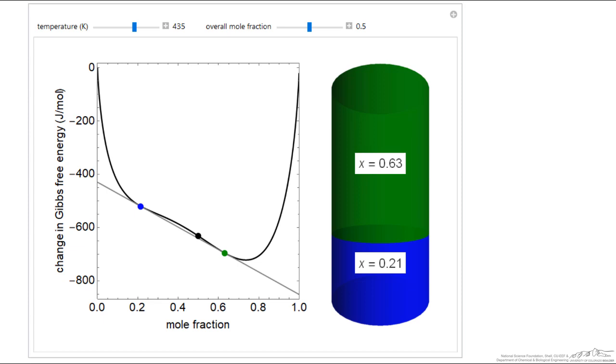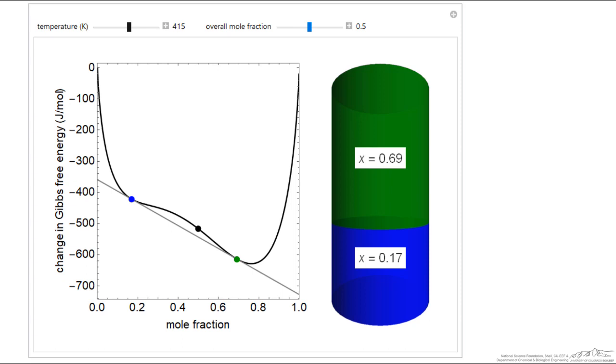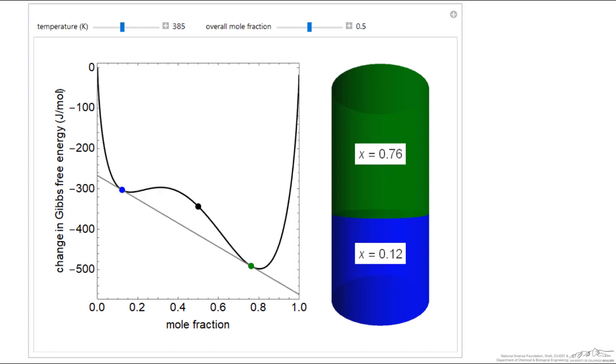And so that means we're going to have a more stable equilibrium condition when we have two phases present in equilibrium, as indicated by the figure on the right, and the mole fractions of these two phases correspond to the blue dot and the green dot. If the temperature decreases further, it becomes even more noticeable. Now, very clearly, we have two distinct phases.